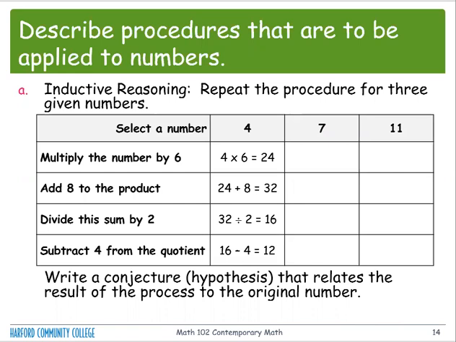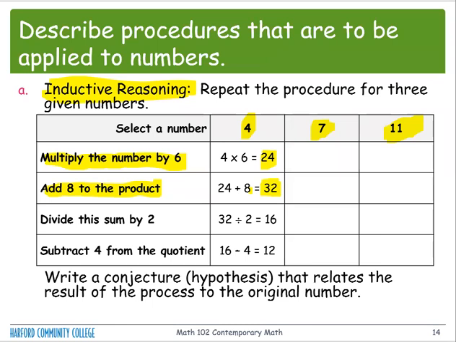Describe procedures that are to be applied to numbers. Part A, inductive reasoning. Repeat the procedure for three given numbers: the number 4, the number 7, and the number 11. As the first procedure, multiply the number by 6. If the number given is 4, 4 times 6 is 24. Next, add 8 to the product, which is the result from the previous procedure, 24. So we add 24 and 8 to get 32.